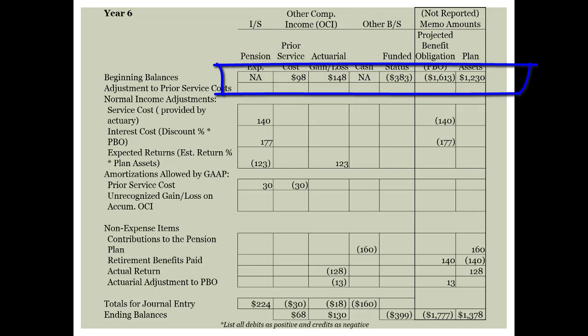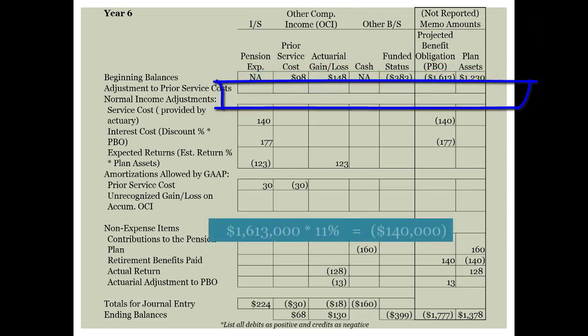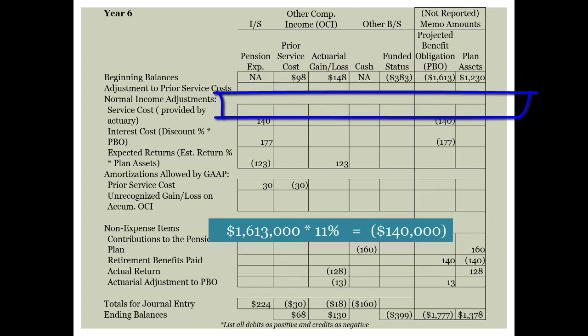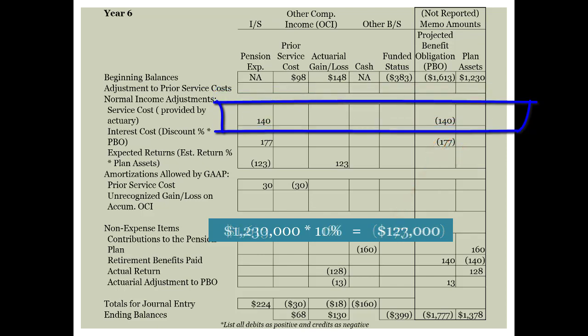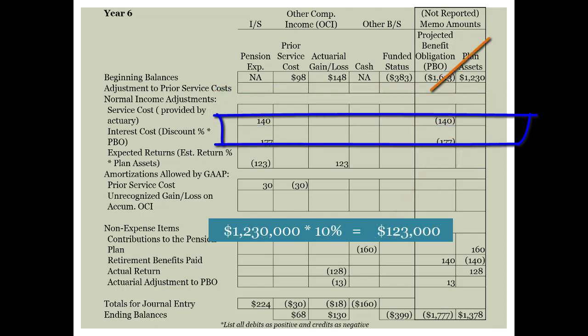Service cost was 140, increases our expense, increases our obligation. Interest cost this time around was 11% times the 1,613. That gives us the 177. Our estimated return is 10%, so the 1,230 times the 10% gives us the 123, reduces the expense, debits into our actuarial gains and losses.